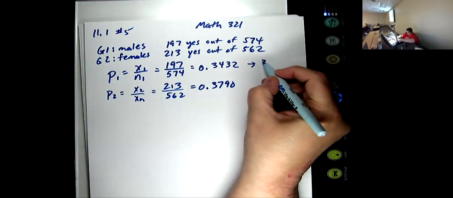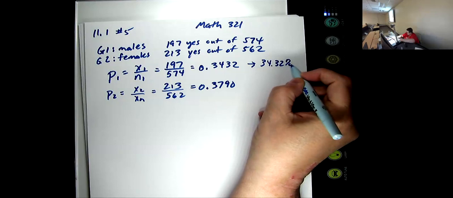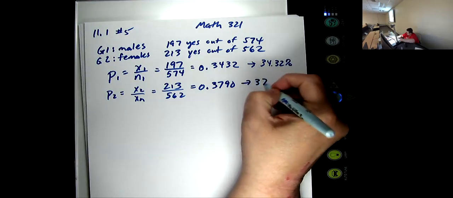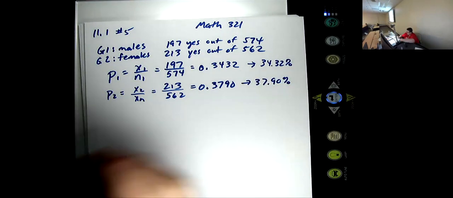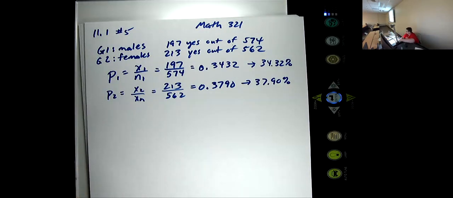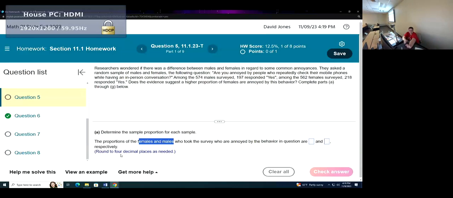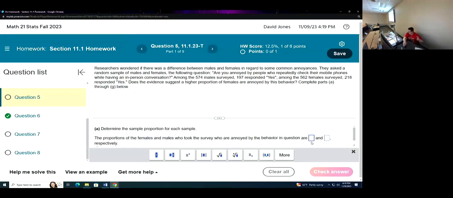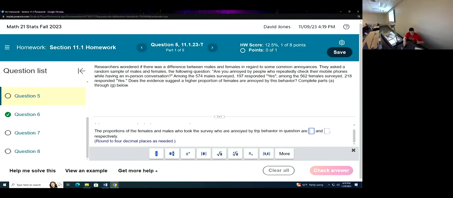So this is like 34.32% said, yes, it's annoying. And the women's 37.90%, yes, it's annoying. So at least in this sample, the women were more annoyed by it. But that doesn't mean that's going to be true for every group. I'm going to come in here and put them in as decimals. 0.3. Oh wait, they wanted females first. 0.3790 and 0.3432.